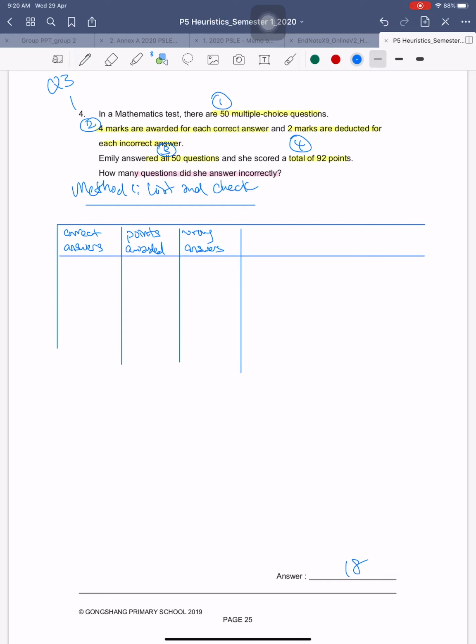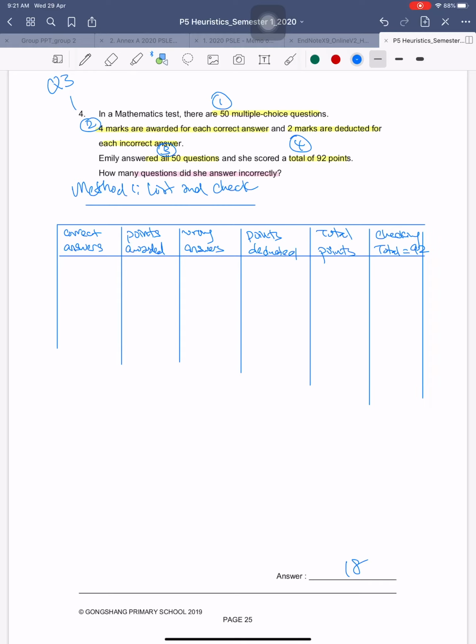Okay, and for each wrong answer, points will be deducted, so I will need to find out how many points will be deducted. And second last, I need to find out what will be the total points she will get. And of course the last one, you need to do some checking, and this time round you are checking whether the total is 92, condition number 4.